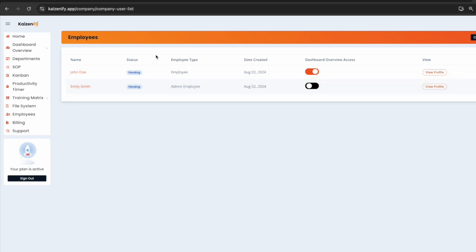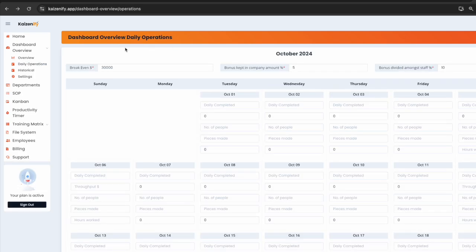So in my test company here, I have 2 employees. The owner, whoever signed up for Kaizenify, will have default access. So I just want to make sure that you understand that you do control this access, because of course this could be very confidential information.